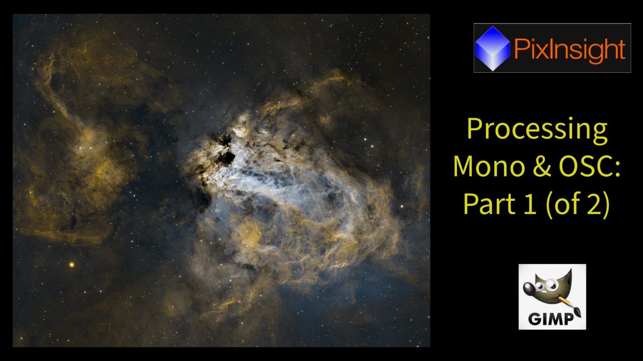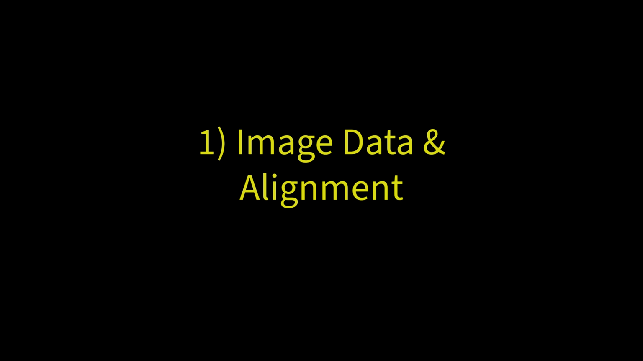Welcome to this tutorial. I'm going to describe my workflow using my one-shot color camera, the 533 MC Pro, and the monochrome version, the 533 MM Pro. This is going to be a workflow to combine colored stars with hydrogen and oxygen data. First, I'm going to go through that data.